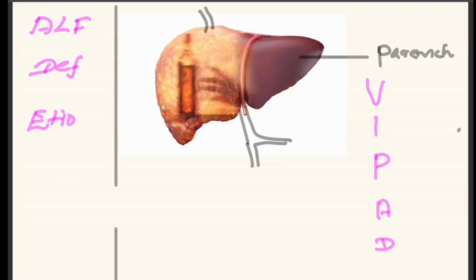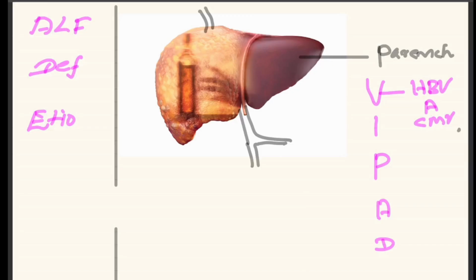So let us look into the parenchymal. Parenchymal can be divided into 5 groups. You can remember by the mnemonic B, I, P, A, D. So that is the short form for it. B stands for viruses. Hepatitis B virus is the number one. Then, rarely, hepatitis A virus, CMV, cytomegalovirus, Epstein-Barr virus, etc.